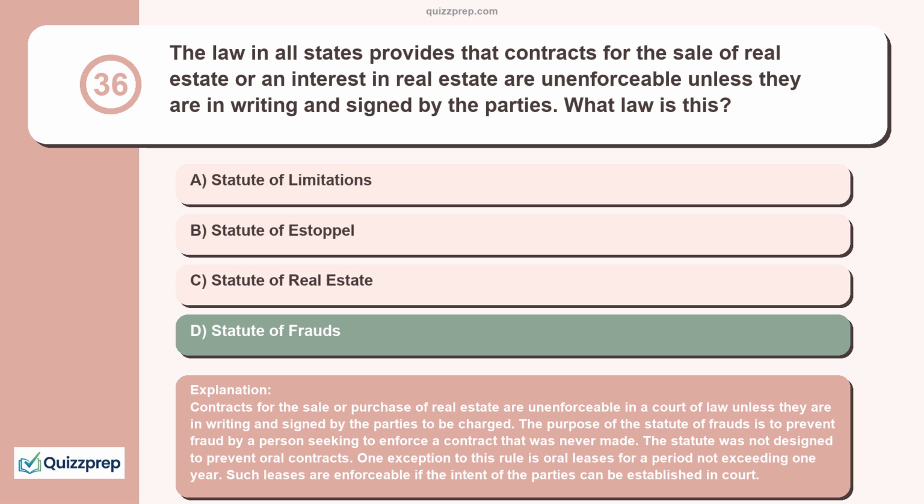Contracts for the sale or purchase of real estate are unenforceable in a court of law unless they are in writing and signed by the parties to be charged. The purpose of the statute of frauds is to prevent fraud by a person seeking to enforce a contract that was never made. The statute was not designed to prevent oral contracts. One exception to this rule is oral leases for a period not exceeding 1 year. Such leases are enforceable if the intent of the parties can be established in court.